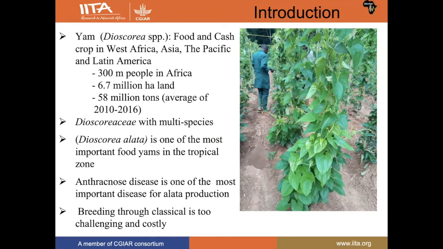Yam in West Africa is considered a cash crop and also a food crop, and a lot of people grow it across West Africa, also across the globe. We have more than 600 different species, but we focus mainly on 10, and Alata is one of them. As I was saying, Anthracnose disease is one of the most important diseases for Alata production, and breeding through classical methods is too long and too challenging.